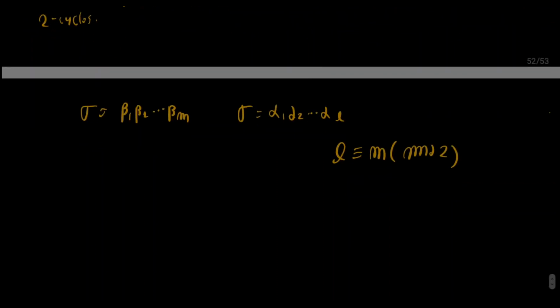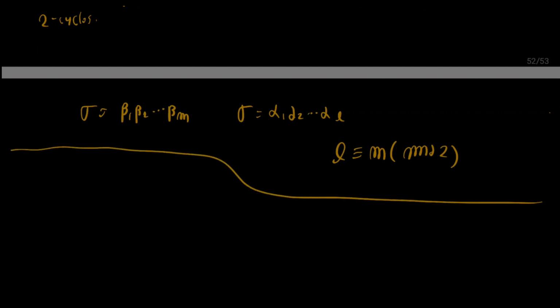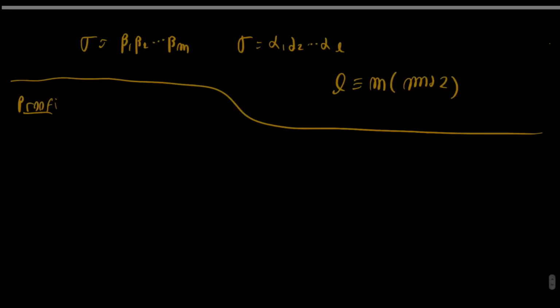So if sigma can be written as a product of an even number of 2 cycles, then all the decompositions of sigma are in terms of an even number of 2 cycles. In the same way, if sigma can be decomposed into an odd number of 2 cycles, then all other decompositions are also in terms of an odd number of 2 cycles. So let's prove it. To prove this theorem is really simple.